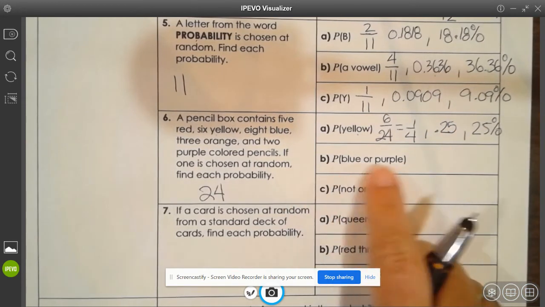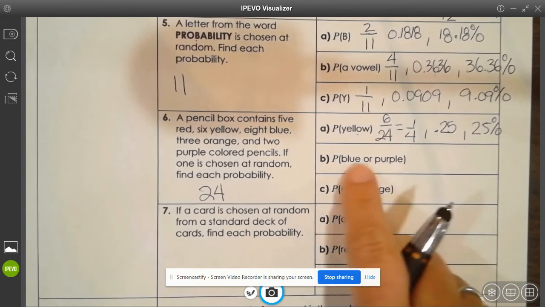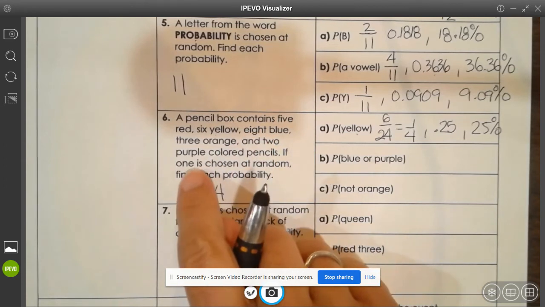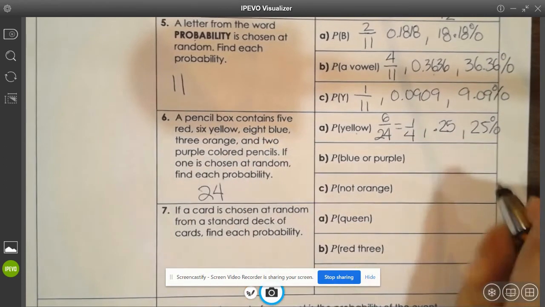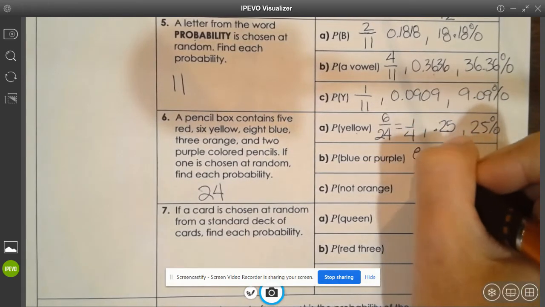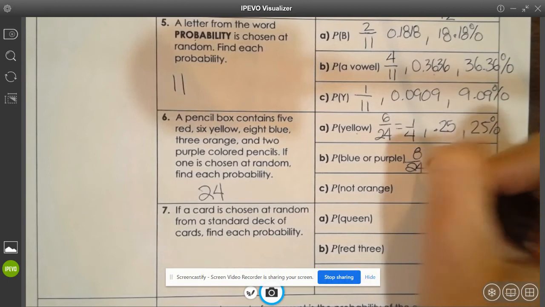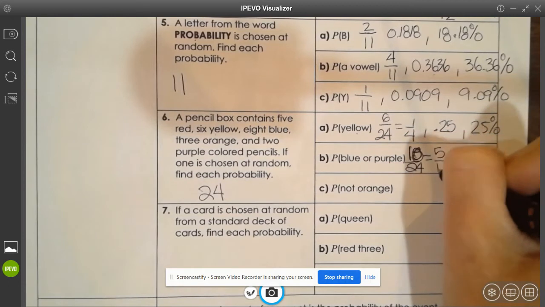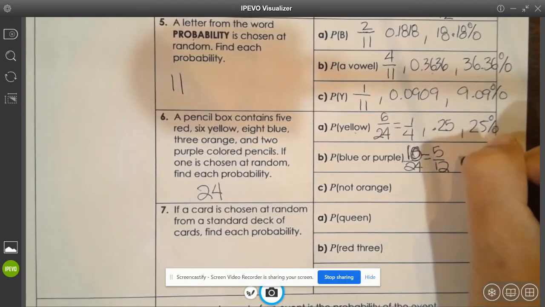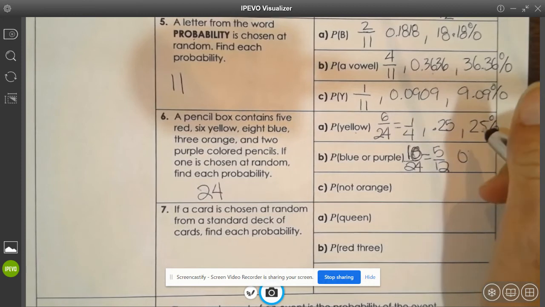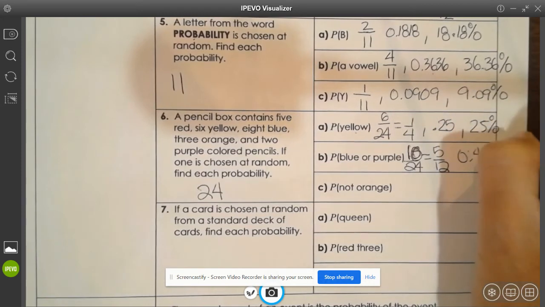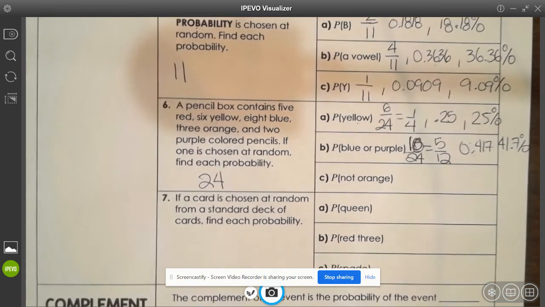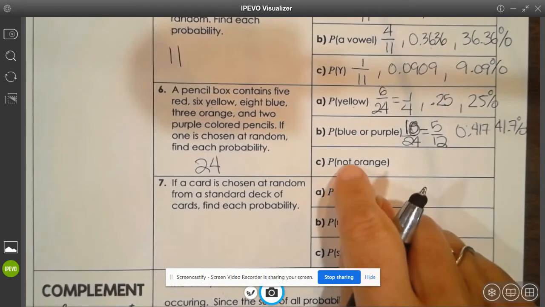What's the probability that you get blue or purple? Well, you gotta add them, the blue and the purple. How many do I have? I have 8 blue and 2 purple, right? 2 purple, yes. So we add them. So that's, oh no, 10, sorry, 10 over 24. You divide by 2, that's 5 over 12, and divide that. That is 0.417, and then you get 41.7%.